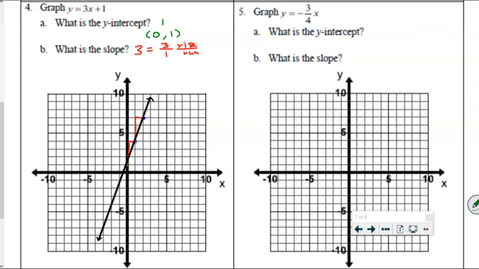The next one, what is the y-intercept? What are we adding on at the end? Nothing. So what is that y-intercept? 0, or the coordinates 0, 0. That means it's going through the origin. That means this one's going to be proportional.